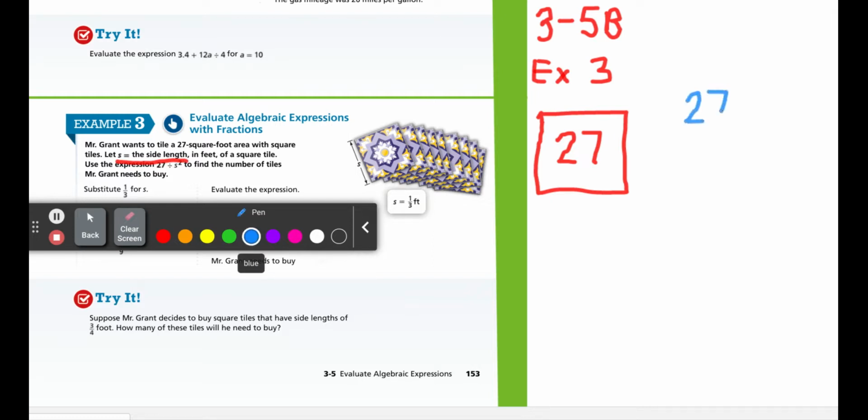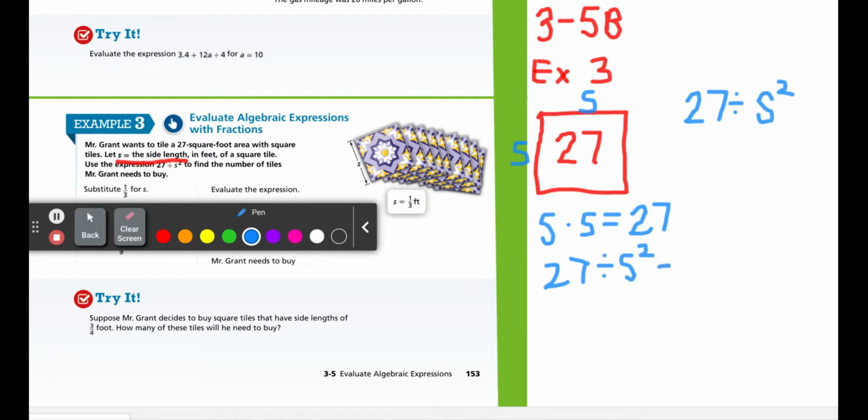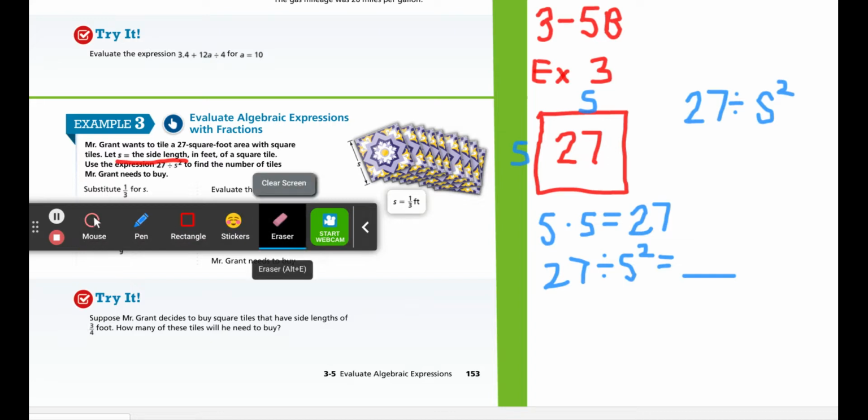27 divided by S squared. And that makes sense because to find the area of a room, we would do S times S. So they're saying S times S is going to equal that 27. So now we're just reversing it. We're going to say, okay, well, 27 divided by that S squared is going to tell us how many tiles we'll need. So that's how they develop that expression there.